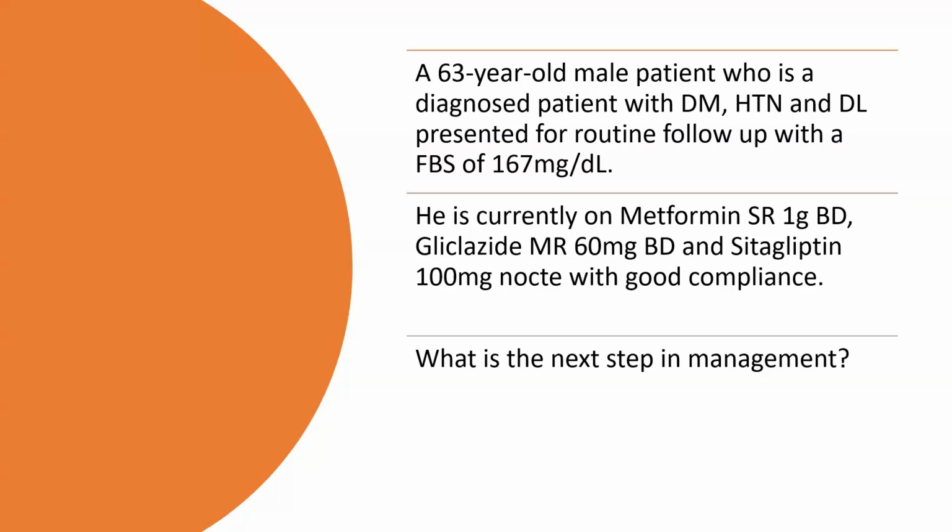So, for the pharmacological management, to start with, I'll tell you about this case. Let's consider a 63-year-old male patient, diagnosed with diabetes, hypertension, and dyslipidemia, who presented for routine follow-up with a fasting blood sugar of 167. He's currently on metformin, gliclazide, and sitagliptin, at the maximum doses of all, and with good compliance. So what will the next step in management be?